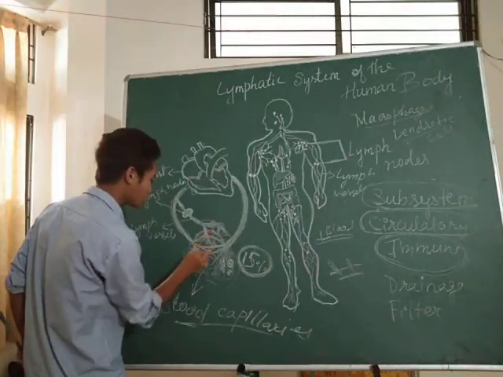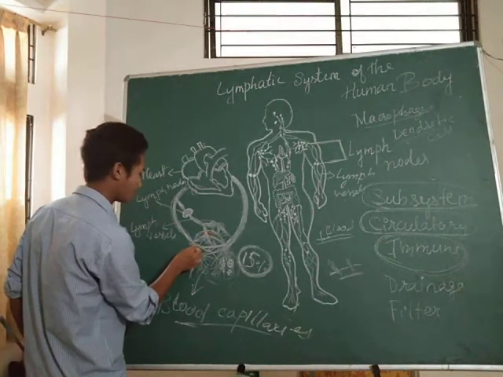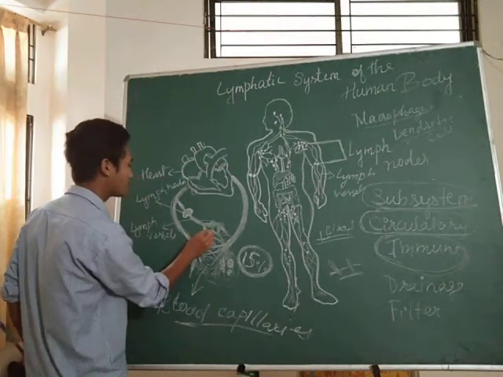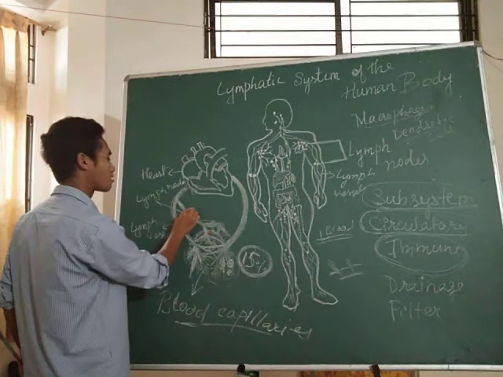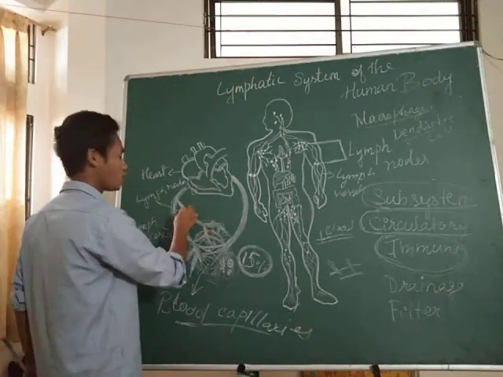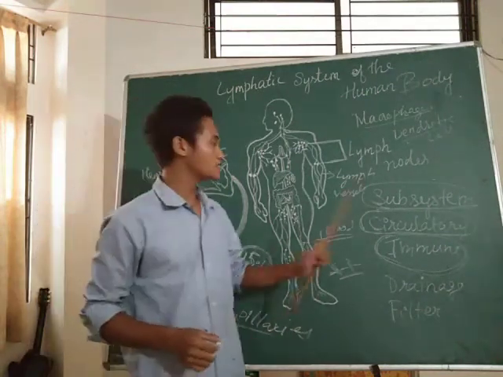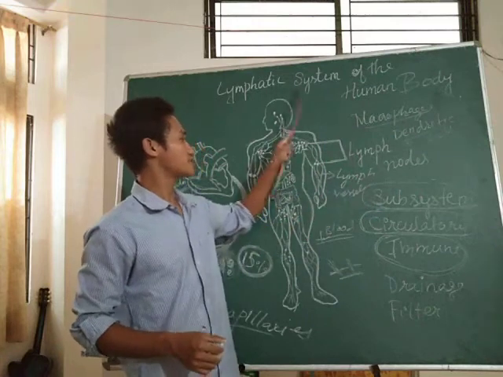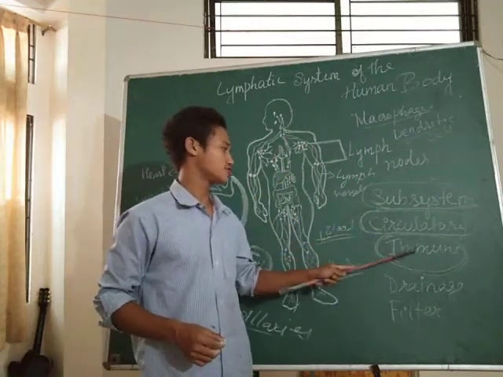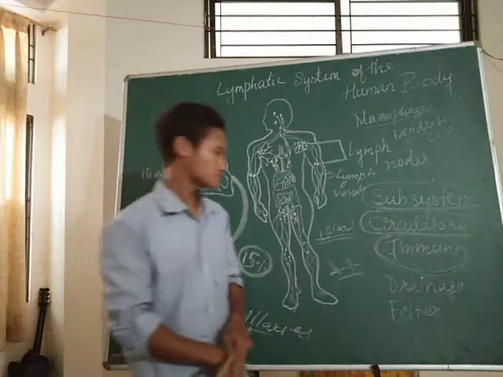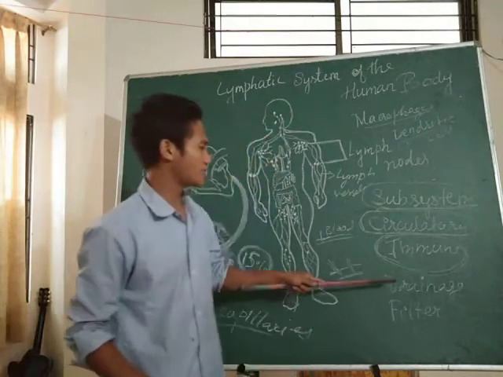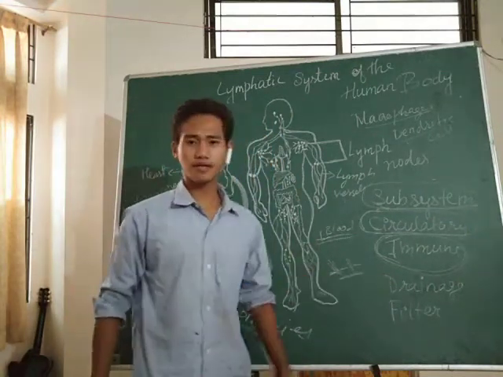Okay, all these things that cannot be absorbed by the blood vessels are absorbed by the lymph vessels, and here it contains the macrophages and the dendritic cells, which kill the bacteria. That is why this lymphatic system is also called the subsystem of the immune system. So, drainage system: how is the lymphatic system a drainage system?